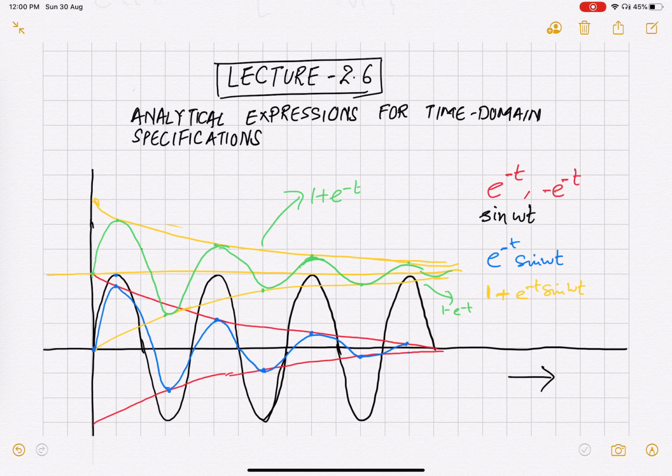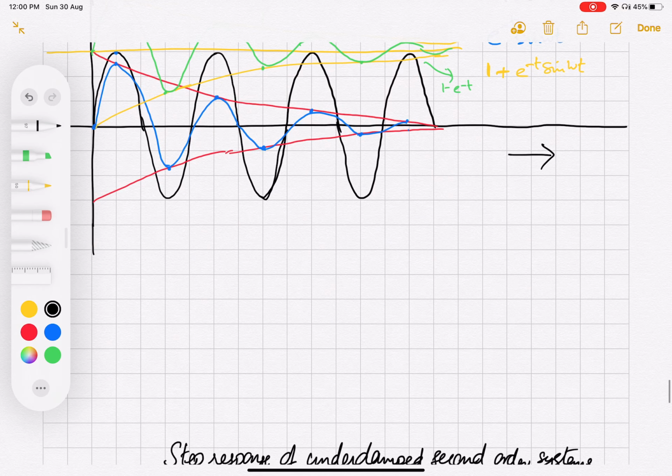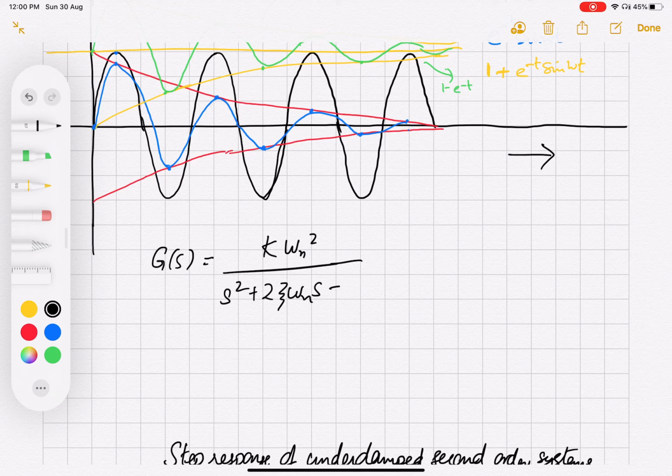So in this lecture, we are going to derive analytical expressions for time domain specifications. Please remember that we are talking about second order systems of the form k omega n square over s square plus twice zeta omega n s plus omega n square. These are second order systems without a zero.